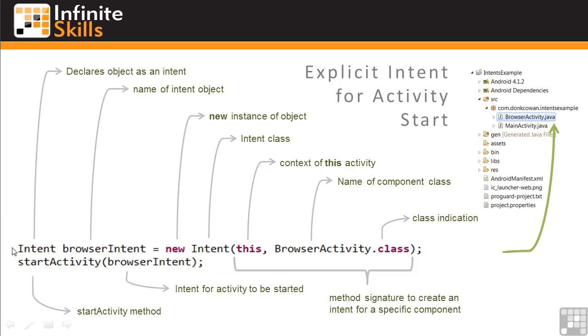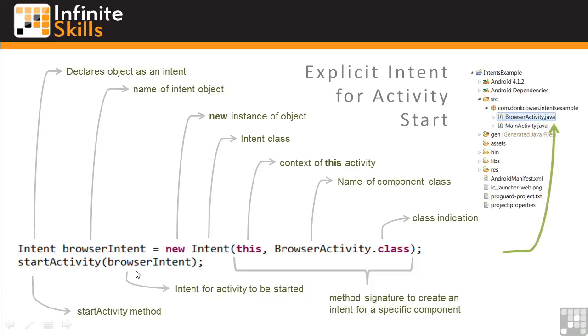The first statement creates a new intent object. On the left of the equal sign is a declaration for our new intent object we're calling browserIntent. On the right of the equal sign is the code that actually creates the new object. It uses the Intent class with a method signature to create an intent for a specific component. And this signature has two parameters. The first is the context of the activity, which is designated as this, which is the context for the current activity. The second is the name of the component class that the intent will start. In this case, it's the browser activity that we added in a previous lesson. The second statement uses the startActivity method of the Activity class to use the browserIntent we created to start the browser activity.